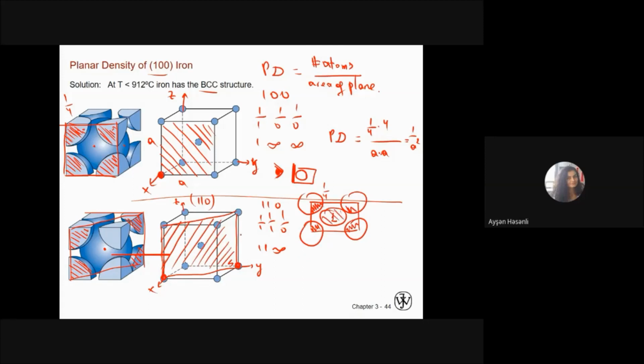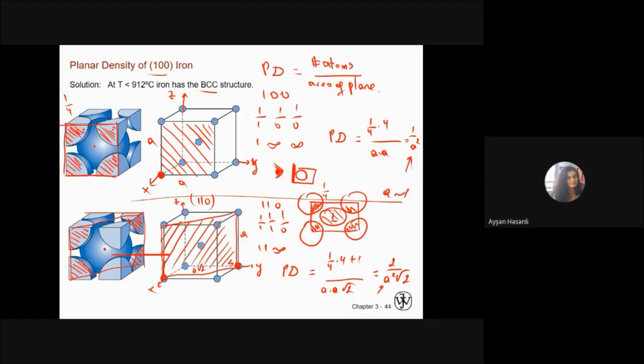And the sides will be a. This one will be a under square root of 2. The planar density would be equal to number of atoms, 1/4 multiplied by 4 plus 1, over area of rectangle. This will be a under a square root 2. So that's it. And if required, you can replace this a over here and this one over here.